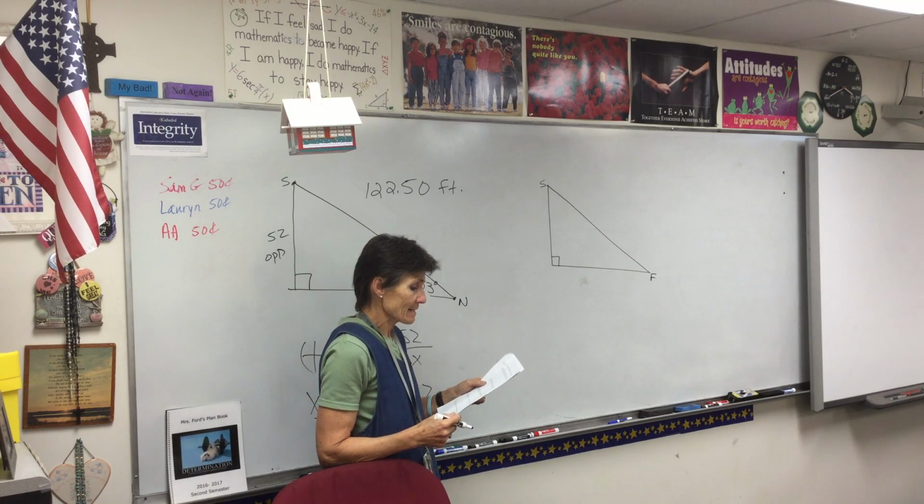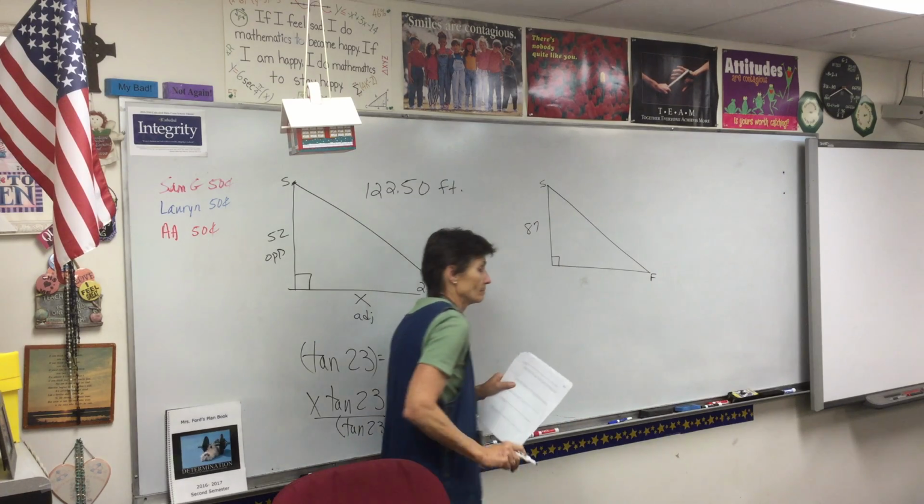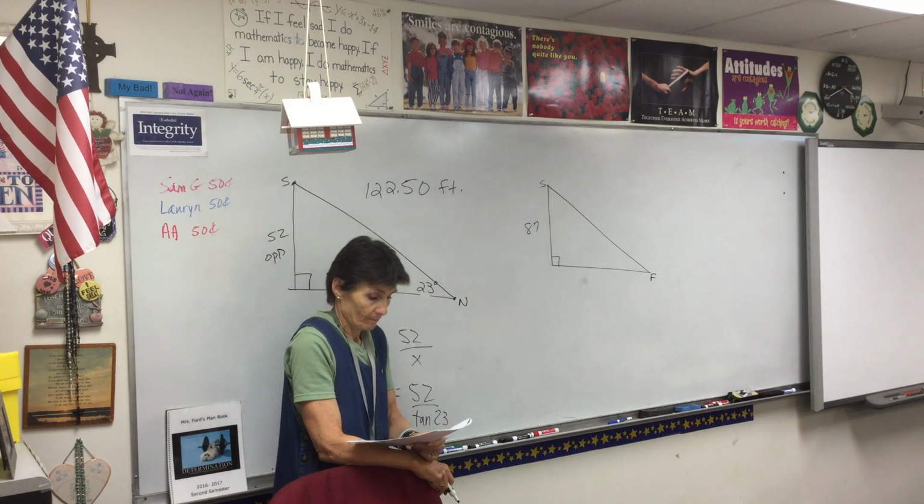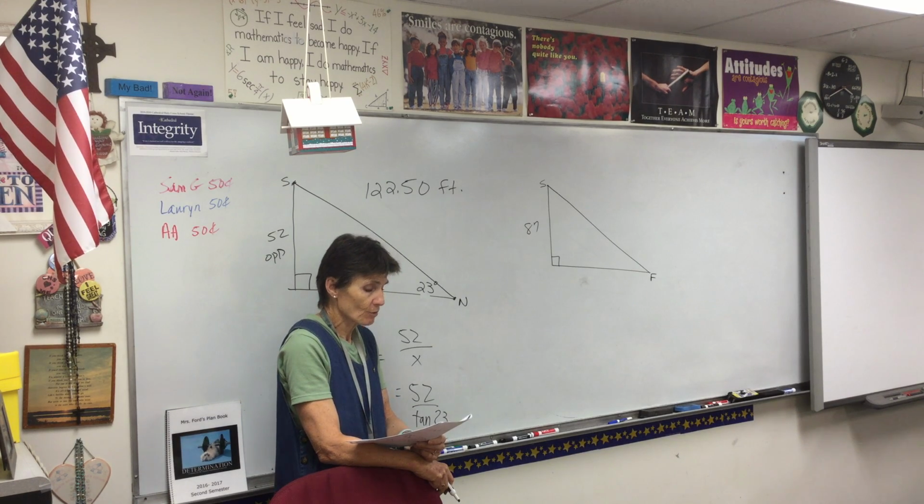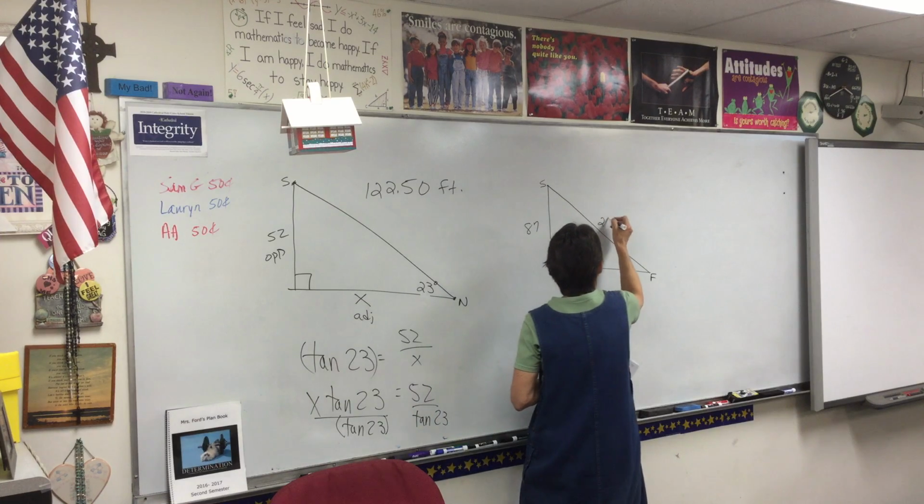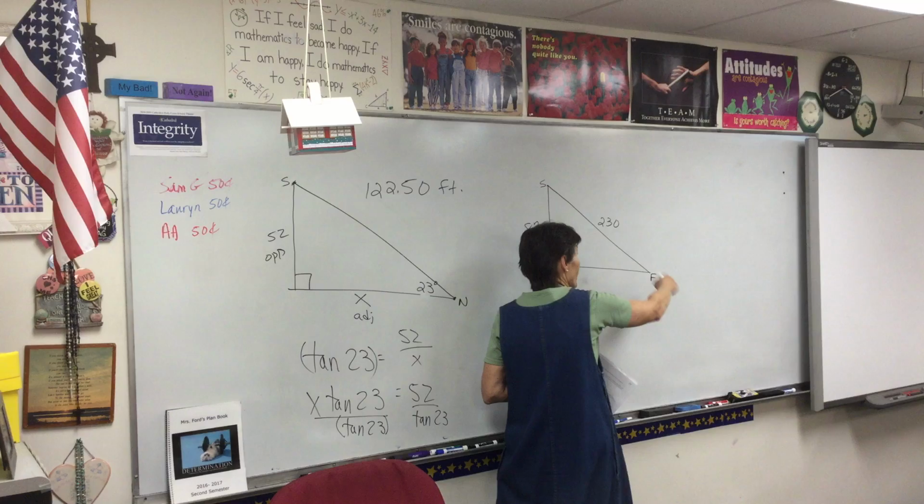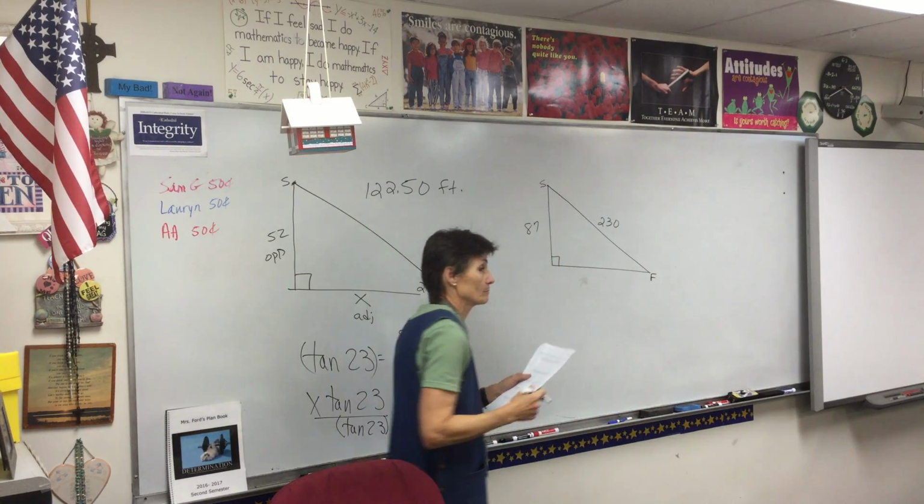The gull is 87 feet above sea level. The gull is 230 feet from the fish. Where does the 230 go? Hypotenuse. There's the bird, there's the fish. They're 230 feet apart.